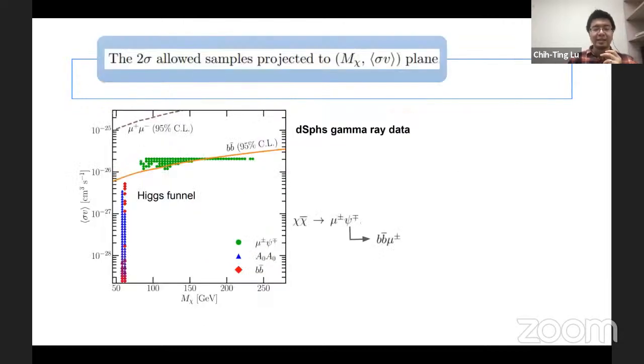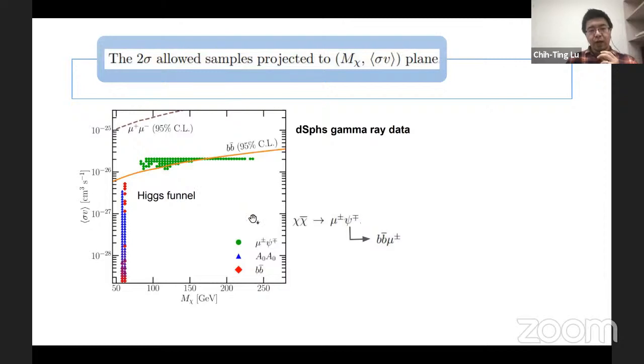And last but not least, the indirect detection is very interesting in our models. For the left-hand side, which we are already familiar with, the signal comes from the Higgs funnels around the Higgs boson resonance peak. For the A0 final state or BB bar final state, here we also show you the gamma ray data for the final states mu plus mu minus and BB bar. The Higgs funnel region is still far from this constraint.